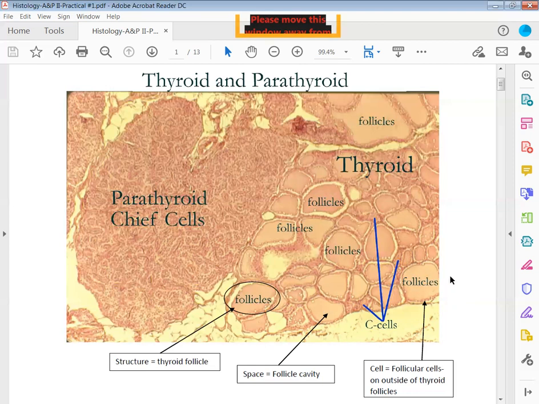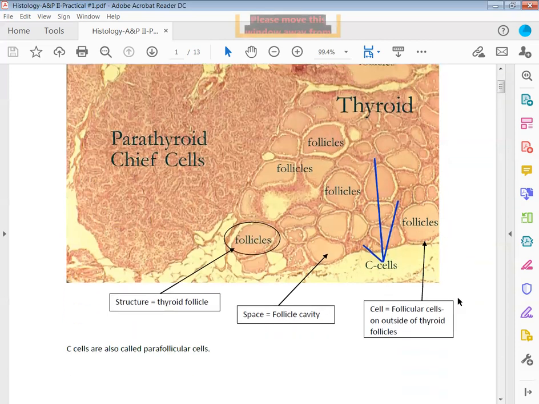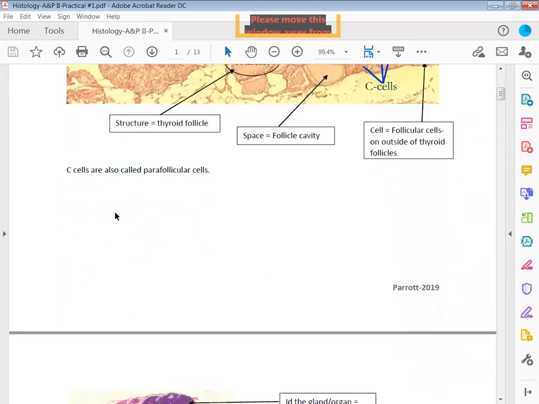The cells that form the ring around the follicles are called the follicular cells. So here's a ring of follicular cells. Here's a ring of follicular cells. Here's another ring of follicular cells. Then you have these little blobs of cells that are located between the follicles. So here's a little blob of cells, this little blob of cells, this little blob of cells right here. Those are going to be called C cells. In your lecture book, you will also see where C cells are also called your parafollicular cells.